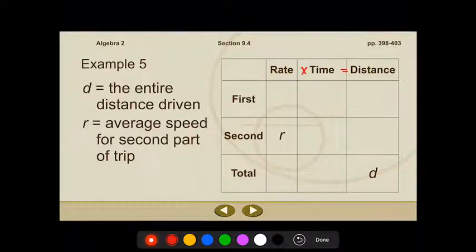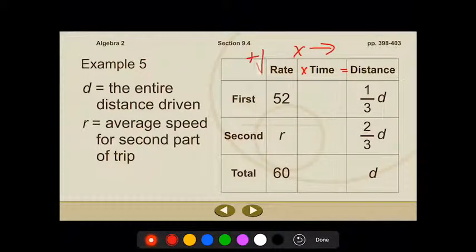I know the second rate is R. I know the first rate is 52. I know the total is 60. The time allotted is, again, all this is from the information, 1/3 D. And then 1/3 D plus 2/3 equals 2/3. Remember on these charts, we multiply going across and we add going down. So you would say, if I know my total is D, and I know my first part is 1/3, I say what plus 1/3 is going to be equal to 1D, and that's 2/3. So you add going down, you multiply going across.